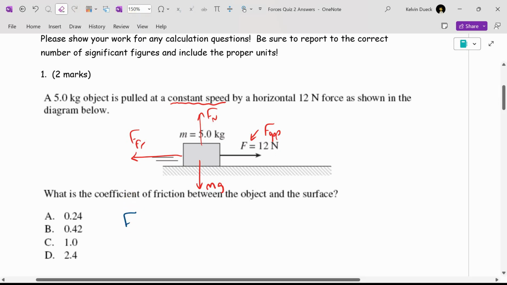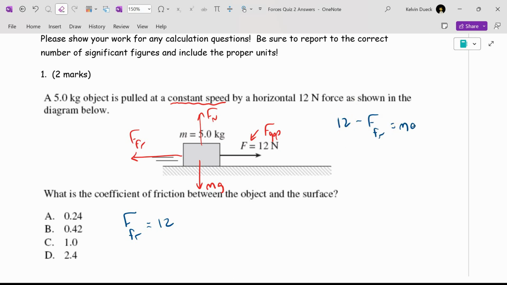I can just say, you know what? Friction equals 12. It has to be. If you're doing winner minus loser, you would go like this: 12, F applied, minus friction equals ma. And then you would say, A is 0. So you would go 12 minus friction equals 0. Then you would add the friction over. You would get 12 equals friction, and lo and behold, you end up right here as well.